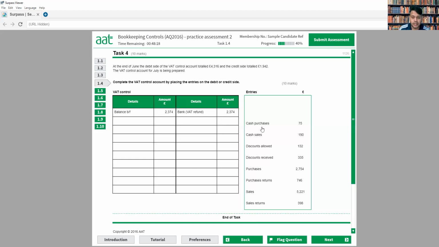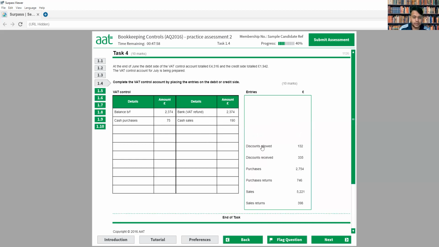Remember that. Cash purchase doesn't matter. Whether it is a cash purchase or credit purchase, this will reduce your VAT because you're going to claim it back. Any VAT you pay on your purchase, you can claim it back. Cash sale. When you make a sale, you have to pay the VAT. It will increase your liability. So it is a credit.